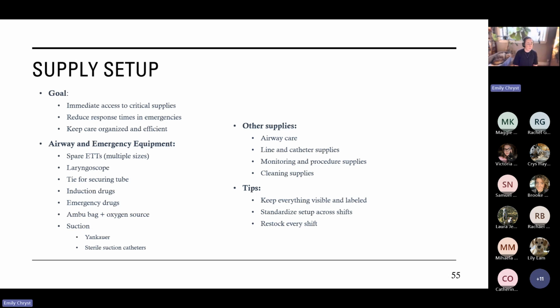And then we also want to have suction as a part of this setup with suction tubing, suction canister, all the things. We also want multiple different types of suction tips. So a Yankauer, and then those sterile suction catheters.